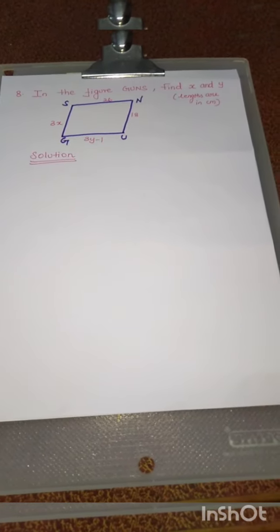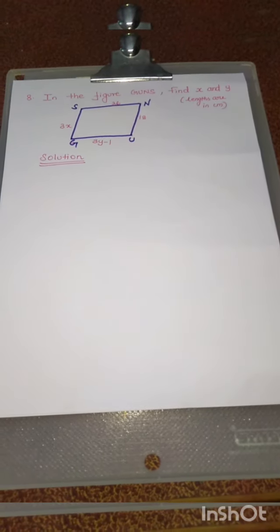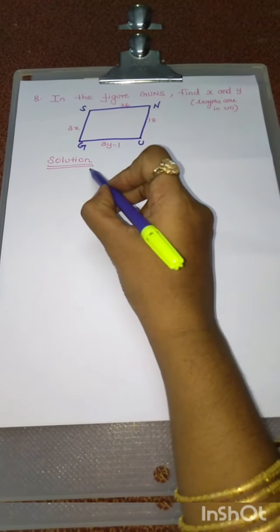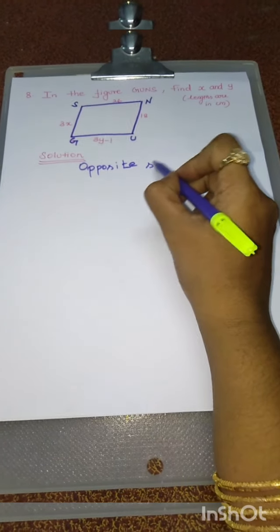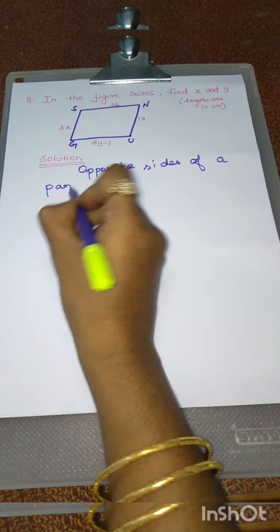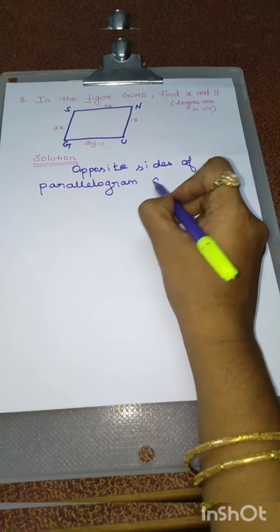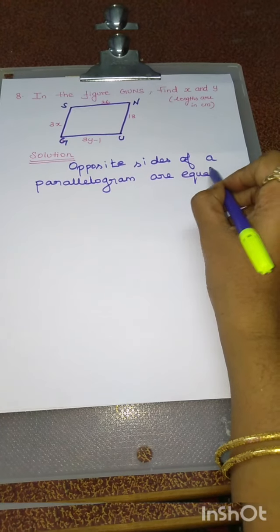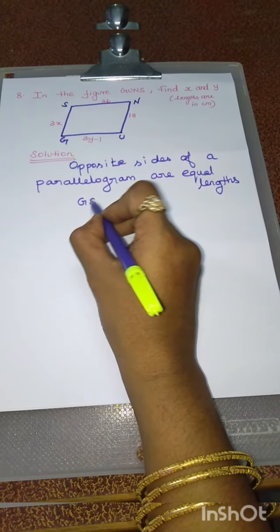How can we calculate? We know the parallelogram properties, opposite sides are parallel and equal. So we take GS value is equal to UN value. Next, SN value is equal to GU value. So we apply the first property: opposite sides of a parallelogram are of equal lengths. So directly GS is equal to UN.